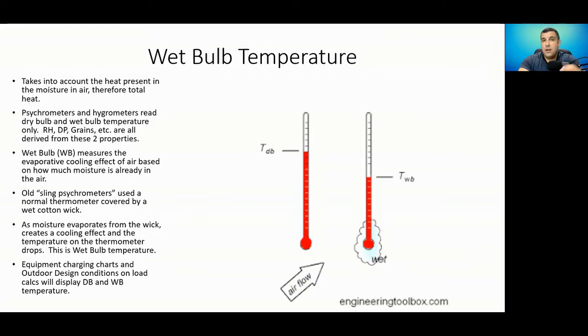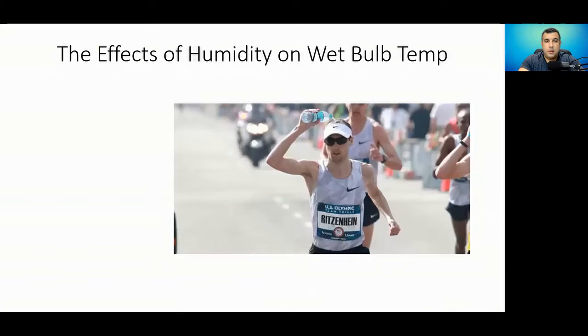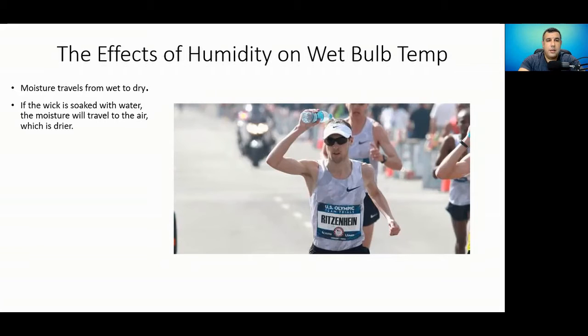So it's not enough for us simply to be able to read one or the other. We need to be able to read both. The effects of humidity on wet bulb temperature. Here's something that most of us know. Moisture travels from wet to dry. So in the case of a wet bulb thermometer, we've got a lot of moisture in that wick, and it's going to travel from that wet wick into the air that's not as wet. It's drier than the wick. And so that's the direction that moisture will travel.